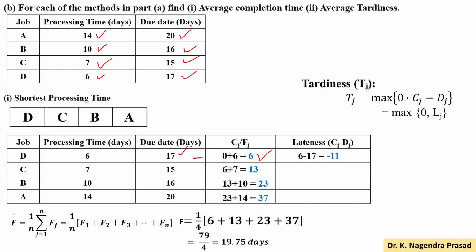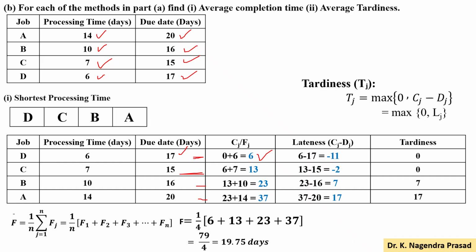Next for job C, the lateness is Cj 13 and Dj 15. So 13 minus 15 is equal to minus 2. Next for job B, 23 minus 16 is equal to 7. And the next one is 37 minus 20, which is equal to 17. Then for the tardiness value, for negative lateness we consider 0, and positive lateness values are the tardiness values. So for job D, the lateness value is minus 11, then the tardiness is 0.